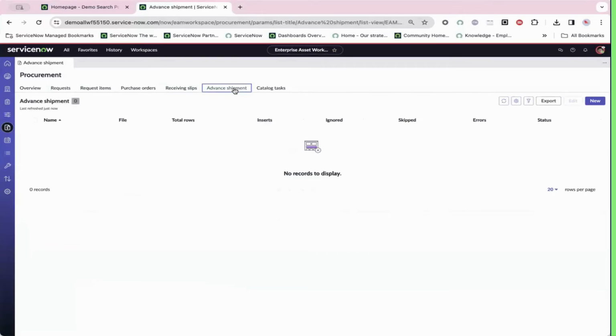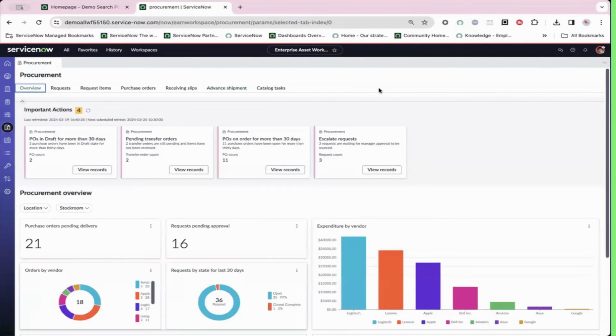So if you leverage that advanced shipment notification, you can automatically create those asset records for assets that are in transit. So with the procurement overview here, you are now able to review and analyze all of your expenditures by vendors, order statuses, and other vital metrics for informed decision making.